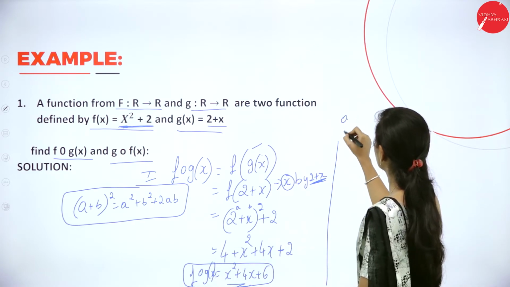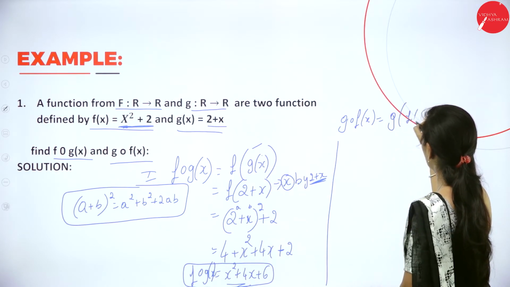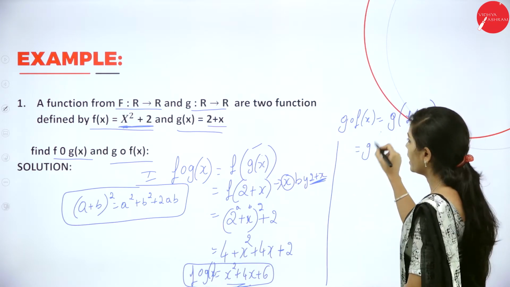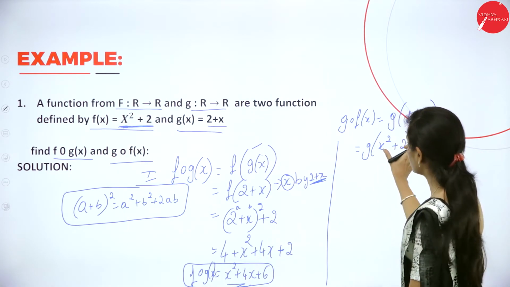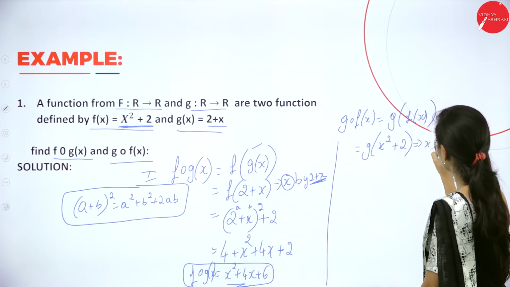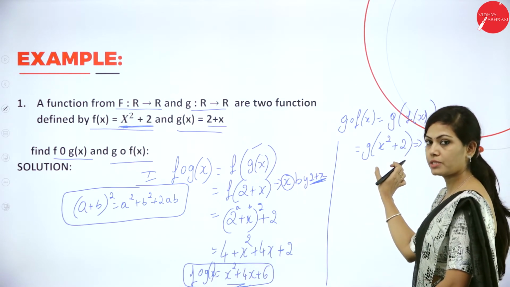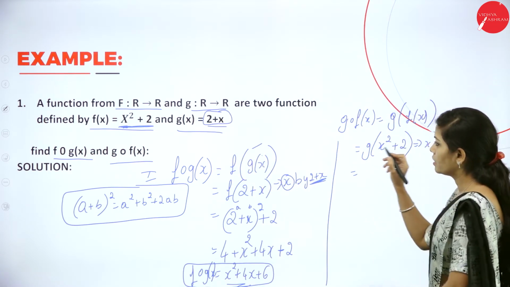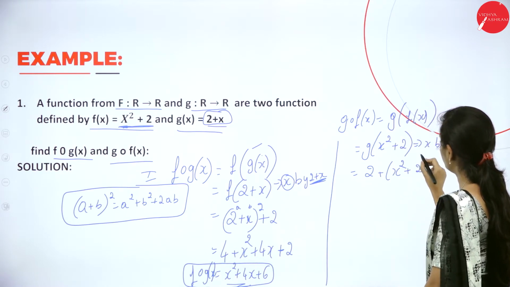And next find out gof, is equal to g of f of x. So what is f of x? F of x is equal to x square plus 2. This is in the form of g of x. So replace x by x square plus 2. So in place of x, we have x square plus 2 and substitute in place of x. So g of x means it is 2 plus x, where the x value is x square plus 2.